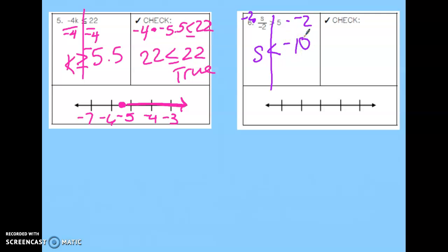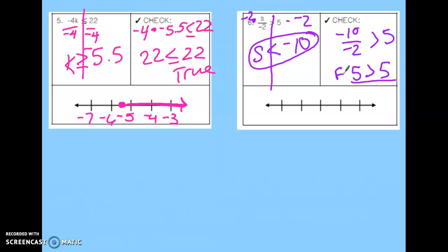5 times -2 is -10. So this is what I take and graph. I'm going to check my work first. -10 divided by -2 gives me 5. Since this is not a true statement, then I know that I'm going to have an open point. I'm going to number my graph, -10 in the middle. It is an open point, and it says less than, so I'm going to go to those numbers less than.